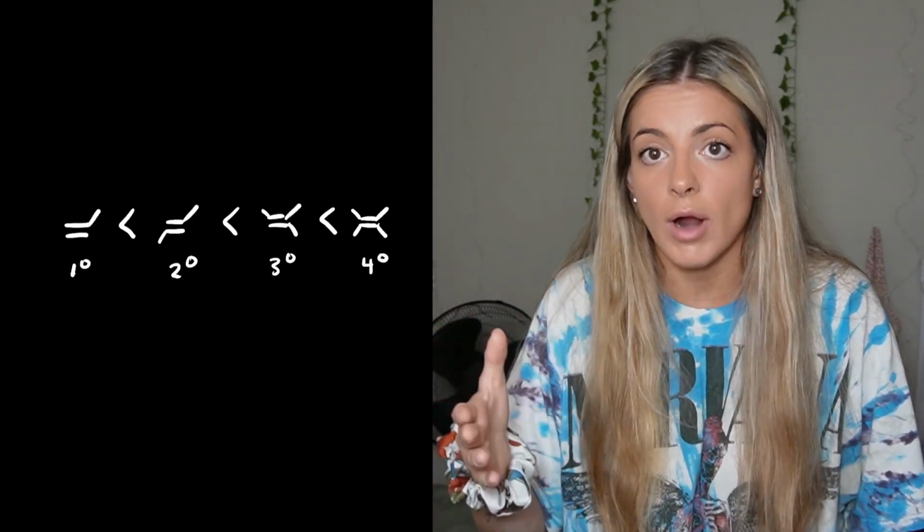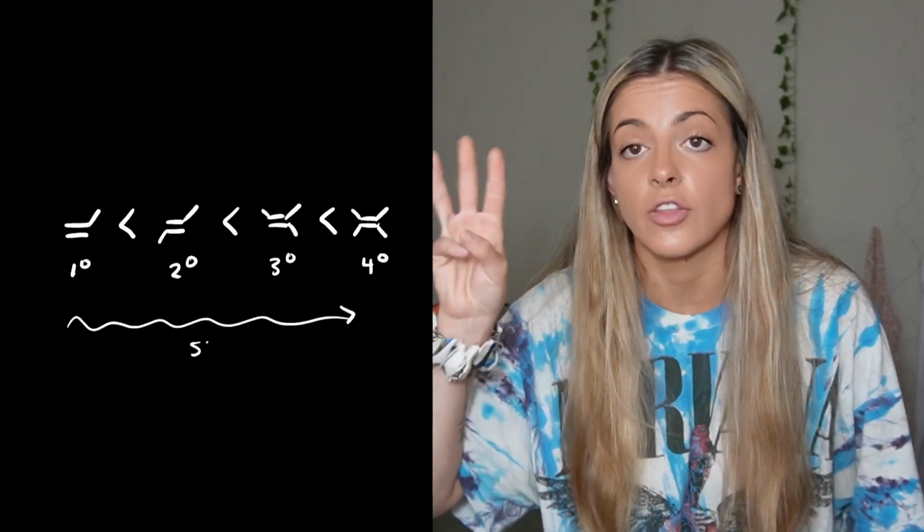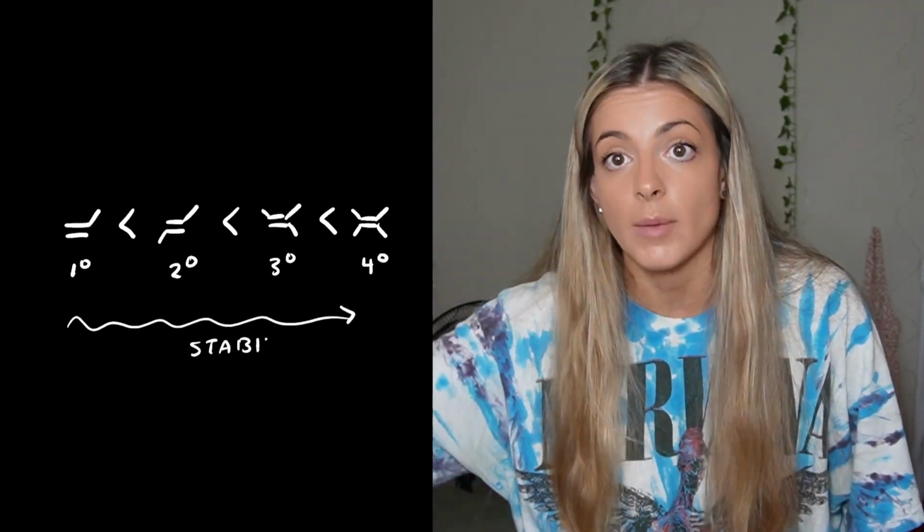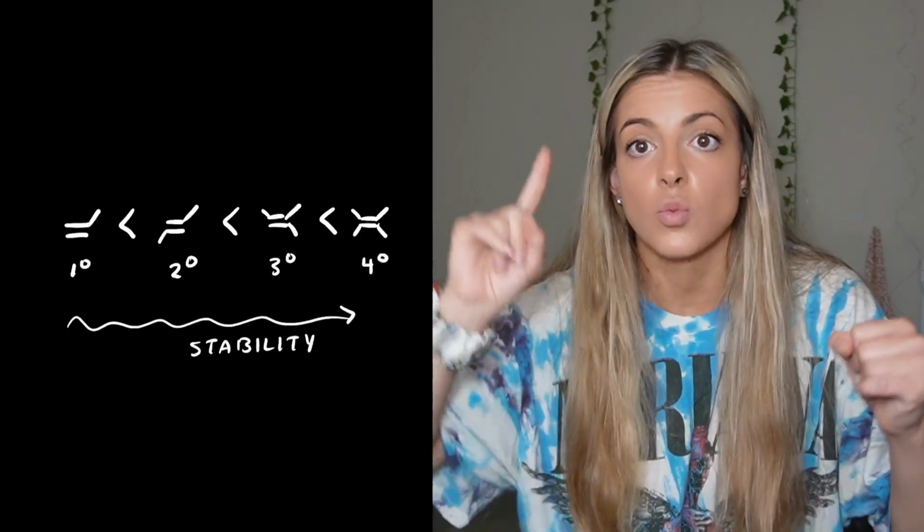Okay, well, the 1,4 adduct creates a double bond that is 2°. So the same trend occurs. A 1° double bond is less stable than a 2° double bond, which is less stable than a 3° double bond, which is less stable than a 4° double bond. That is it, that is all. Let's do one more example.